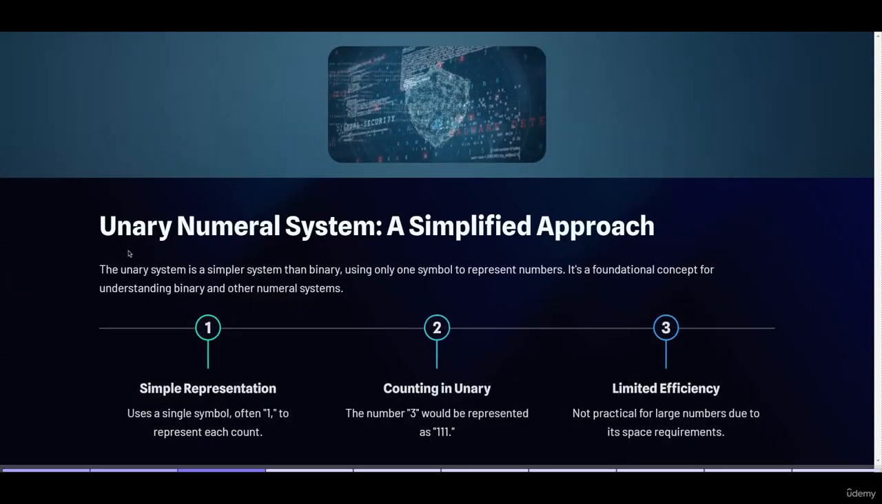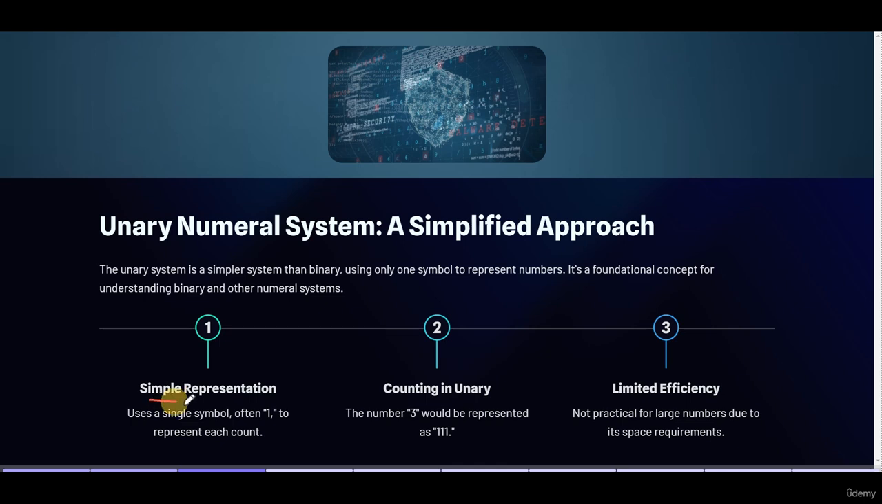Now let's understand the unary system. We have already understood the binary system in the previous slide, so now let's talk about the unary numeral system, a simplified approach. The unary system is simpler than binary, using only one symbol to represent numbers. It's a foundational concept for understanding binary and other numeral systems. So here, if we count with the help of our fingers, let's say I have 10 students in my classroom. If I want to count all of them, I will be counting them on my fingers. That will be a unary system.